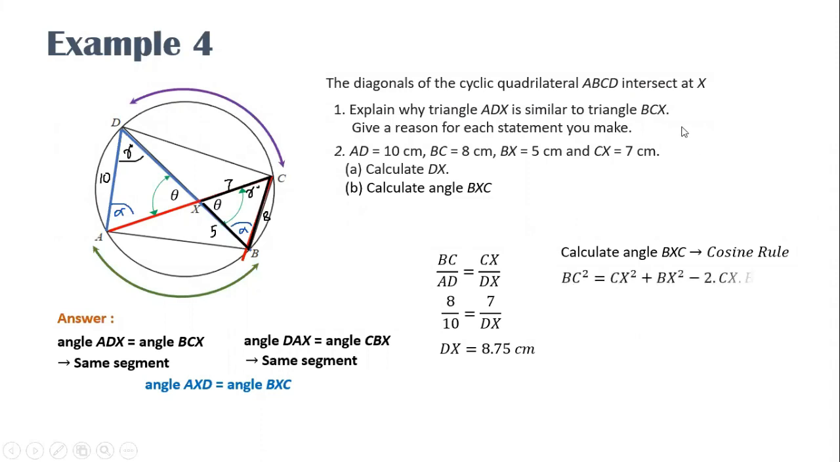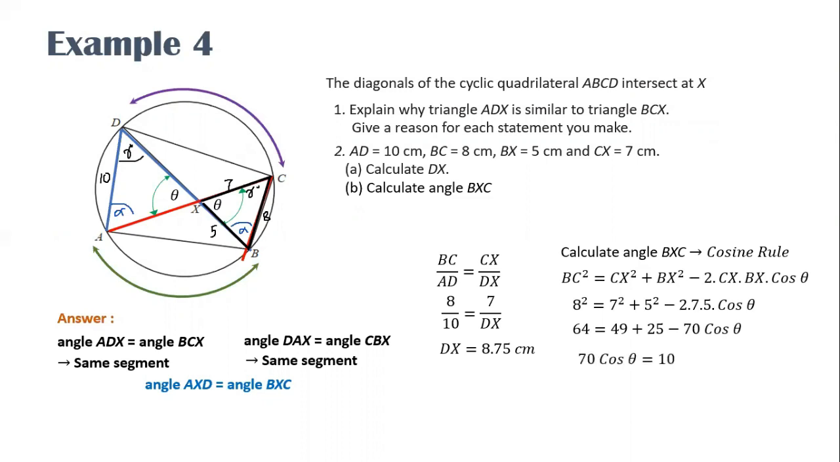The cosine rule is BC square equals CX square plus BX square minus 2 times CX times BX cosine theta. So x square equals 7 square plus 5 square minus 2 times 7 times 5 cosine theta. You remember this cosine rule? Of course, right? Go. 64 equals 49 plus 25 minus 70 cosine theta. 70 cosine theta equals 10. By using a scientific calculator, theta is 81.78 degrees. Very easy, right?